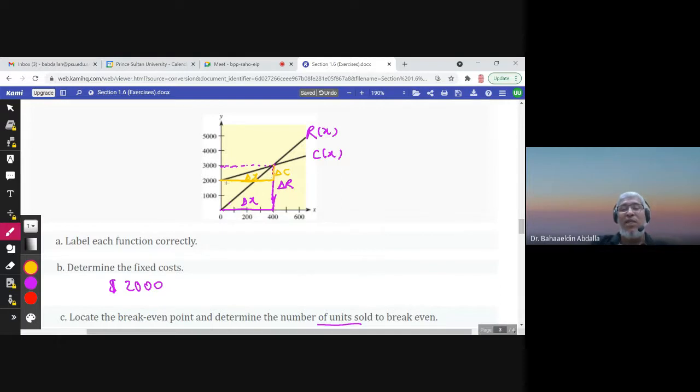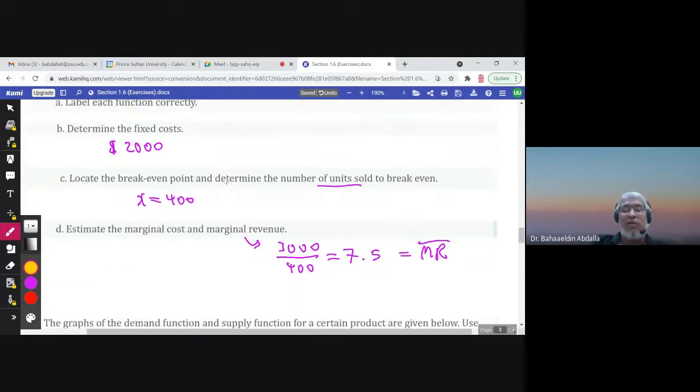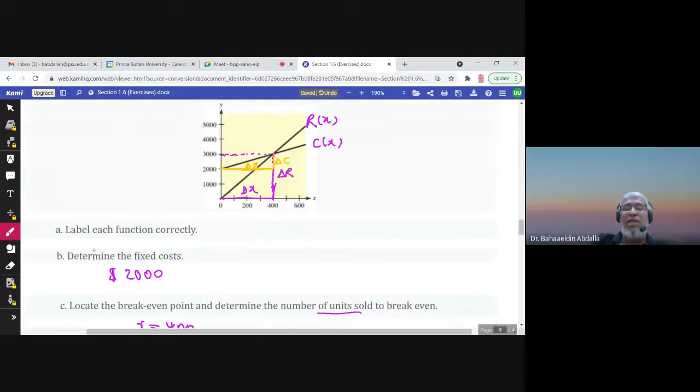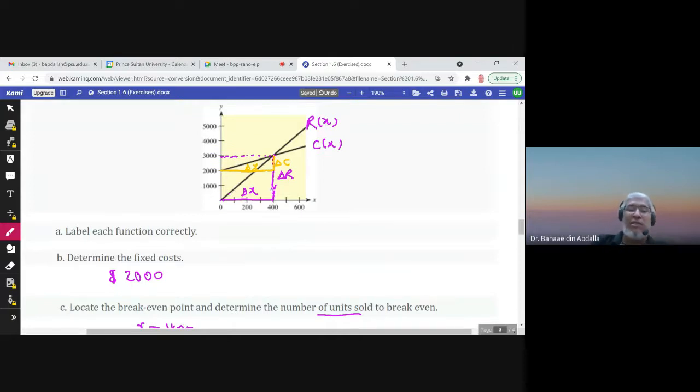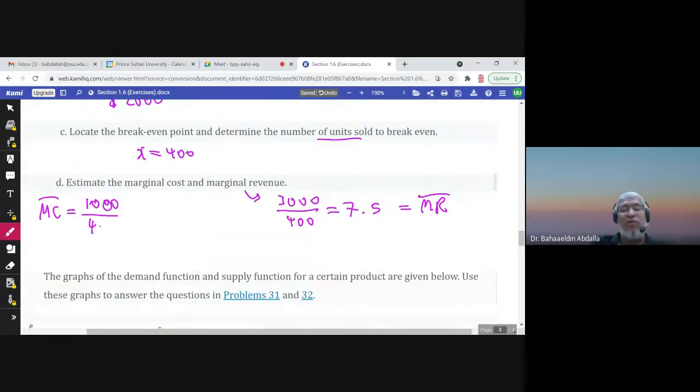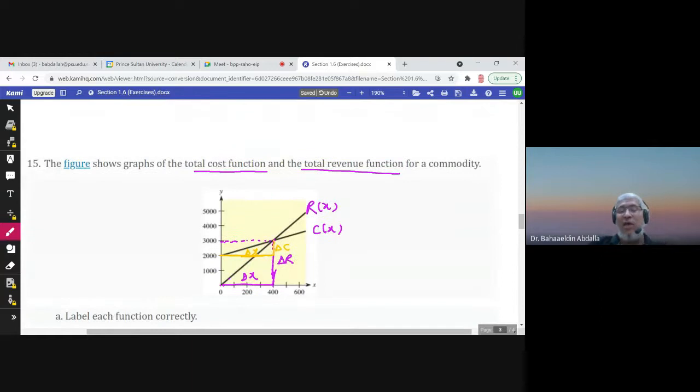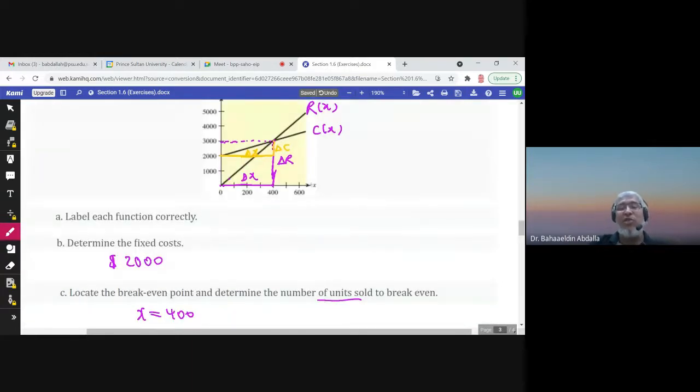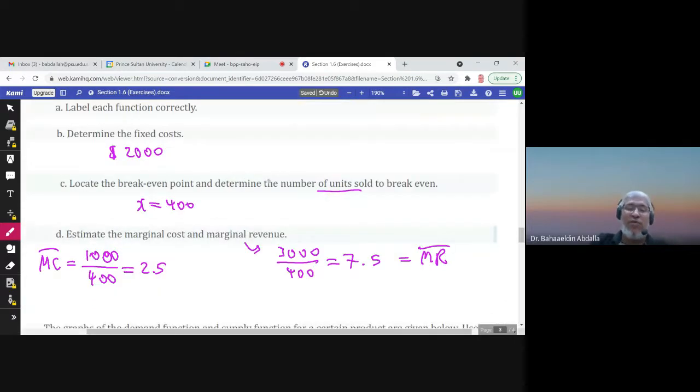Well, delta C is 3,000 minus 2,000, so that's 1,000. So in fact, marginal cost would be delta C, 1,000, over delta X, which is 400. So 1,000 over 400, and the answer is 2.5. So that's how we estimate the marginal cost and the marginal revenue, by estimating the slope from the graph, the slope of each line.